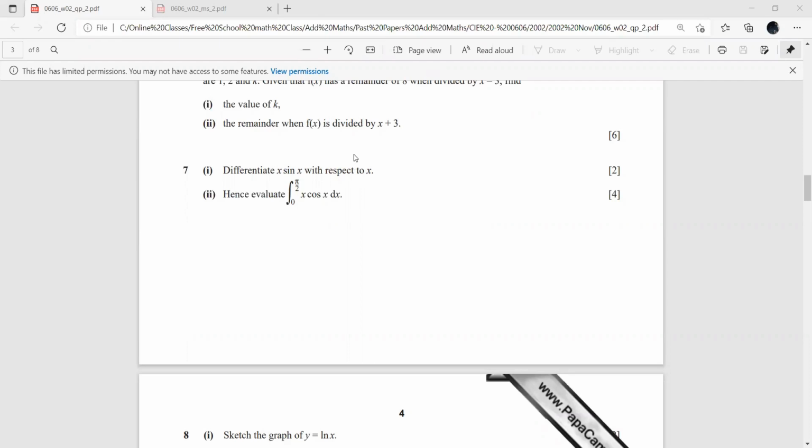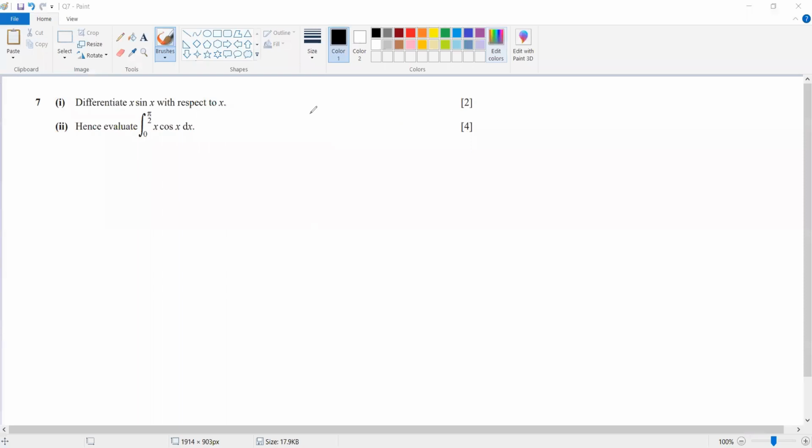Okay, let's begin with question number 7. Move this question to whiteboard, please. Differentiate x sine x with respect to x.